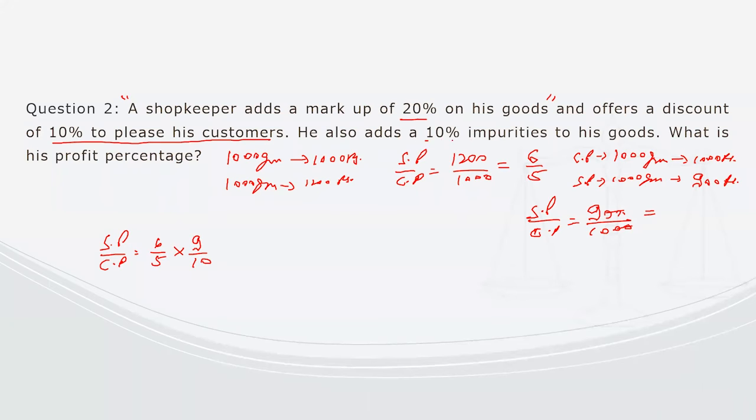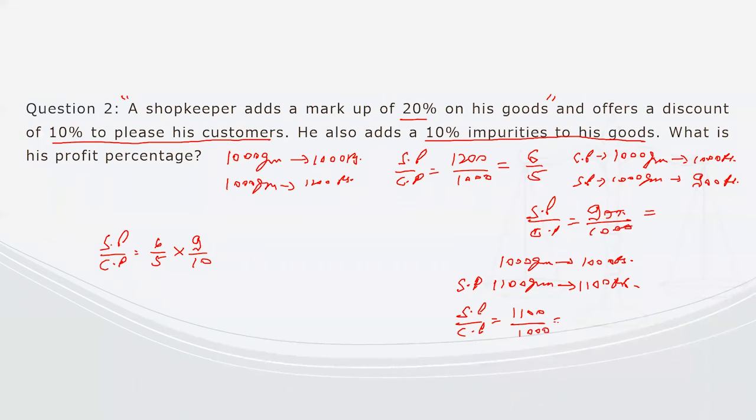He also adds 10% impurities to his goods. Now, please understand this thing. Let's say he has purchased 1000 grams for 1000 rupees, right? But now he is adding 10% impurities. So while selling, he will say that I'm giving you 1100 grams. 10% impurities in 1000 grams will make it 1100 grams, and he will sell it for 1100 rupees. That means his ratio of selling price by cost price in this particular transaction will be 1100 divided by 1000. So that's going to be 11 by 10. So I'm simply going to multiply this by 11 by 10 and then calculate this particular value, right?